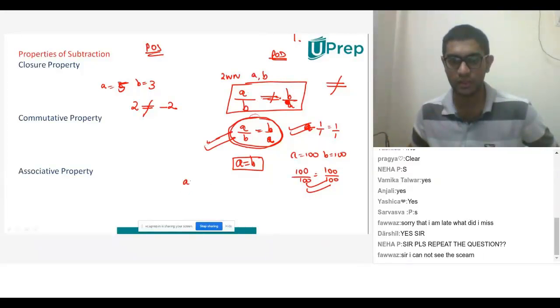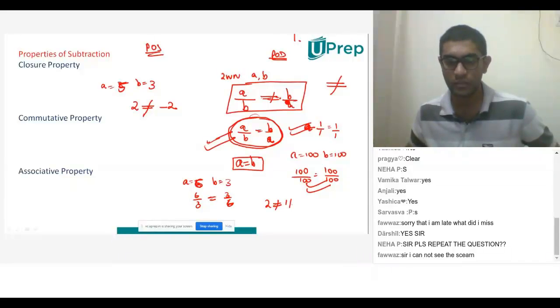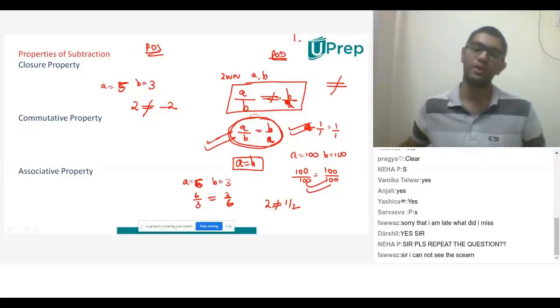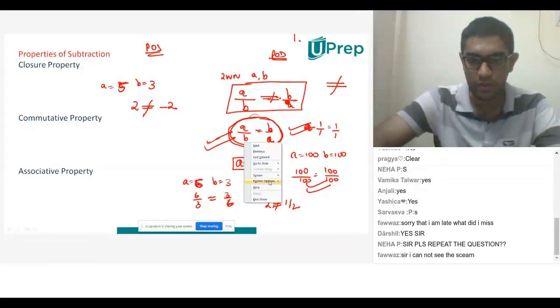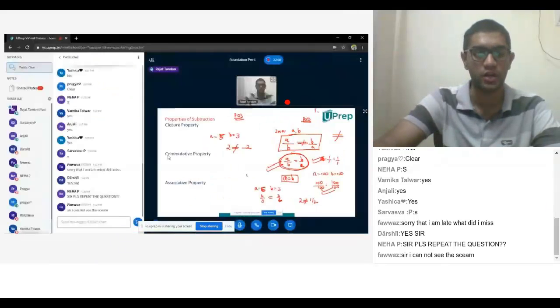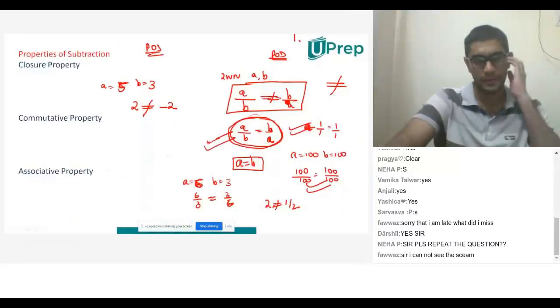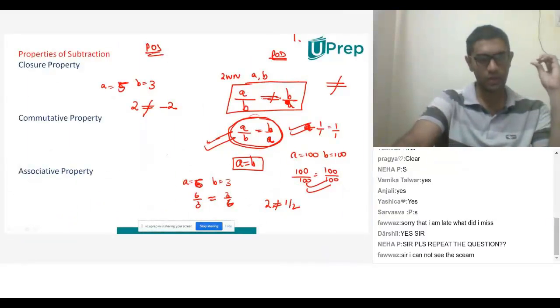That's what he's saying. For example, A is equal to 6 and B is equal to 3. What is A by B? 6 by 3. What is B by A? 3 by 6. So what is 6 by 3? It is 2. What is 3 by 6? It is 1 by 2. So 2 is not equal to 1 by 2. As simple as that. Is the commutative property of division clear? Is everyone clear with this? Any doubts before I move on? We have one last property that we have to discuss. Is everyone clear?